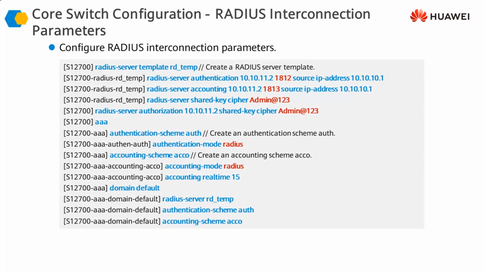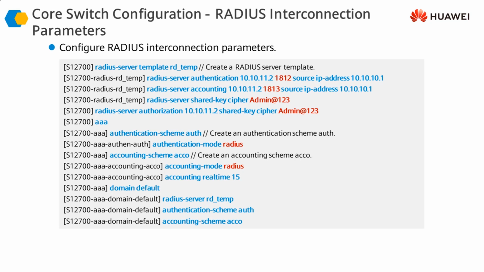First we have to configure the RADIUS interconnection parameters on the core switch. This means that we have to configure the core switch to communicate with the agile controller using the RADIUS protocol. So on the core switch, we configure a RADIUS server template called RDTemp. I will not be going into all the details of this configuration. That's a topic of discussion for another course, but I assume that you have a basic understanding of how we configure these RADIUS related configurations and other configurations, which we'll be looking at in the next few slides. But I'll just briefly go through these.